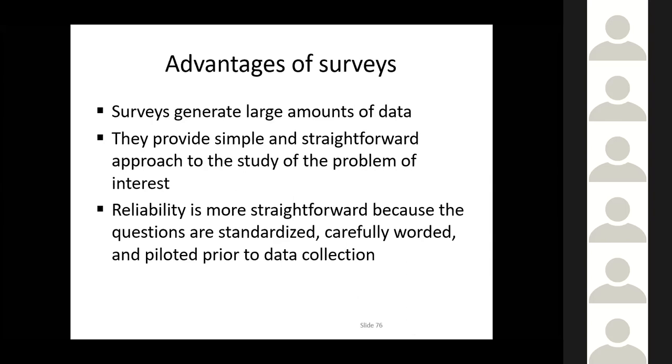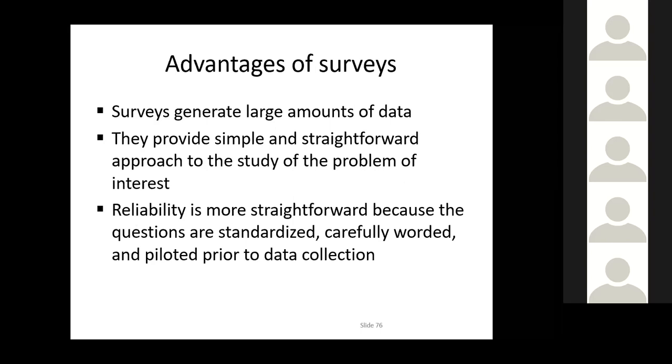And then some of the advantages, we have mentioned them, that a survey generates a large amount of data. You have to generate a large amount of data. Otherwise, you will be committing some errors that we call type 1 and type 2 errors, because you need a large sample size to be able to determine that. Other than that, you also commit some errors that we discussed previously. They also provide a simple and straightforward approach to the study of the problem that you are interested in. You can actually identify the people, the number, so that you can quickly identify what kind of intervention, including the number of people that are involved.